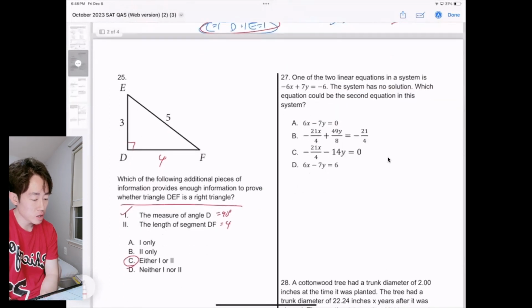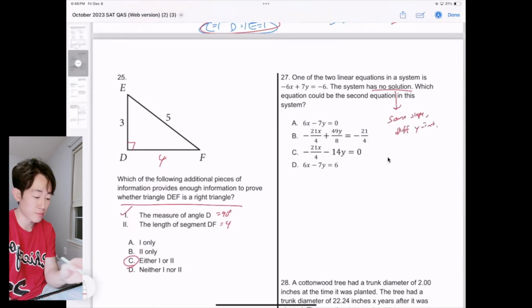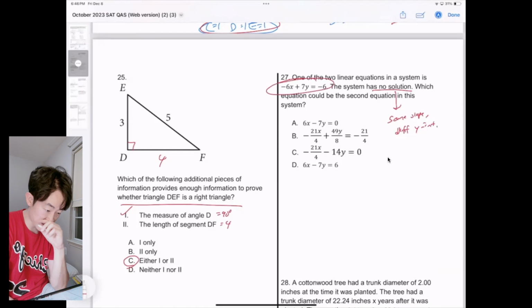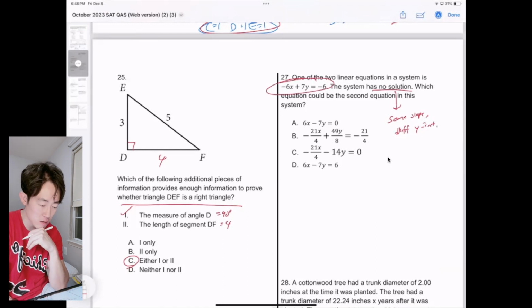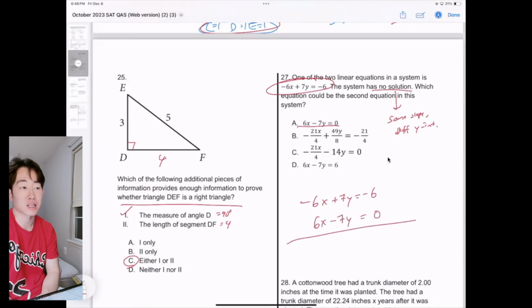27. Linear equation is that the system has no solution. No solution means the same slope, different y-intercept. We already went over that in section 3. All right, so we have negative 6x plus 7y equals negative 6. All right, and we want to have the same slope.